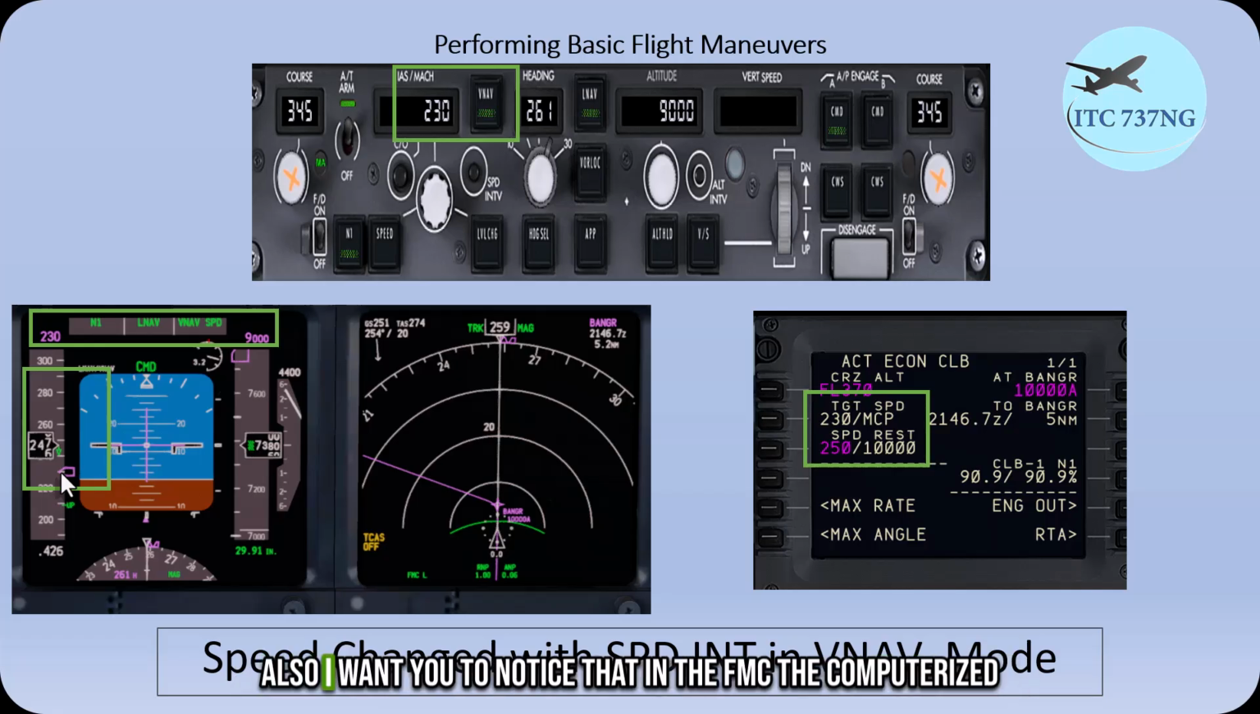Now, also I want you to notice that in the FMC, the computerized speed is 250 knots. It doesn't show the 230 here. I have seen some systems that will show you that. So this may be a situation where you might see some anomalies, but I want you to note that the 230 knots, we're in the speed mode, is mechanically adjusted over what is in the computer.